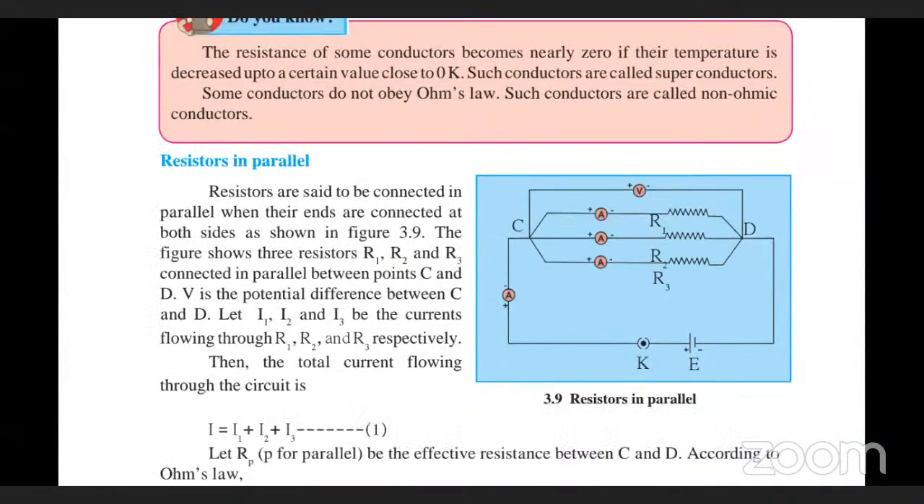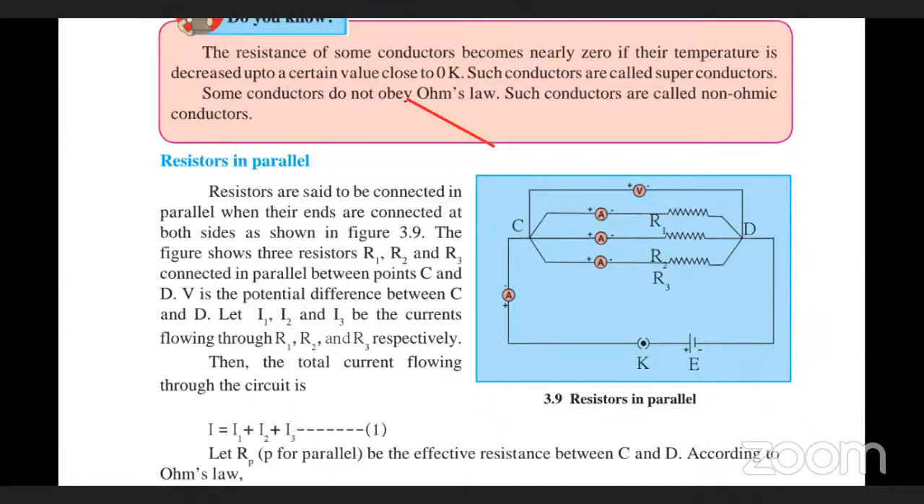Now next is resistors in parallel. Okay, so you have only two types of connection: resistors in series, and second is resistors in parallel. Resistors are said to be connected in parallel when the ends are connected at both sides as shown in figure 3.9. You can see figure 3.9.